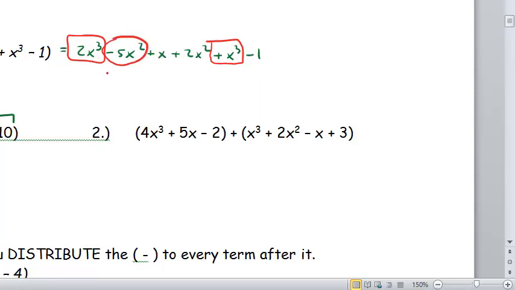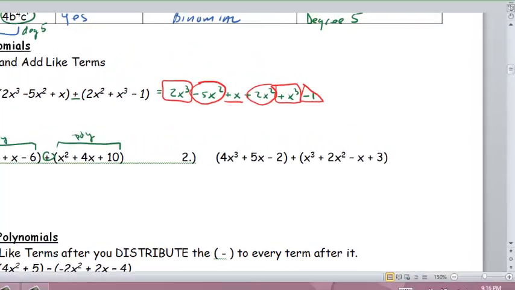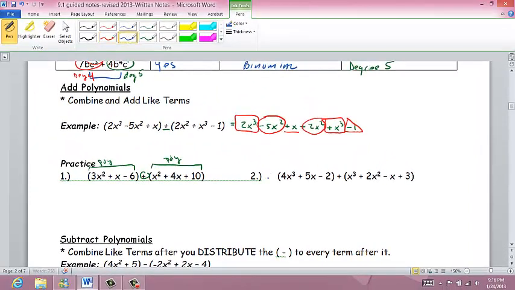Put a circle around negative 5x squared. What else can get a circle? 2x squared. Can x be combined with anything? No. Can negative 1 be combined with anything? No. Now when we write these, we want to write them in descending order to put them in standard form.